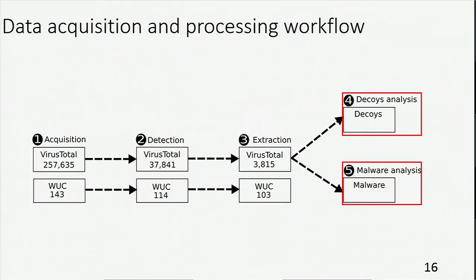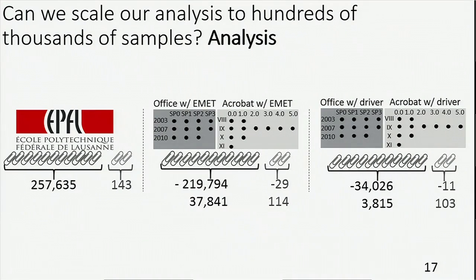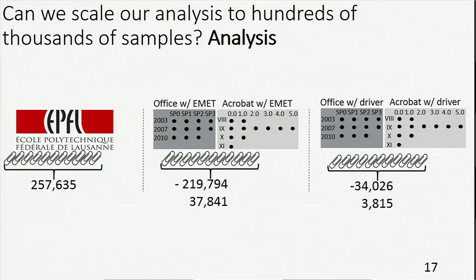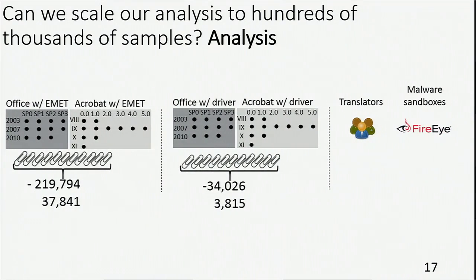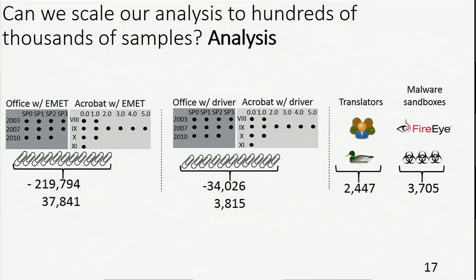Now, in this last step, what we do is we extract what are the decoys, so what are the documents that are shown to users, to the victims, and also the malware. So at this point, we're just focusing on VirusTotal, and we actually use translators to look at all of the documents. In this case, what we found is there were about 2,500 decipherable documents where we had translators for each language in which they were written, so that we could classify them in a variety of ways.